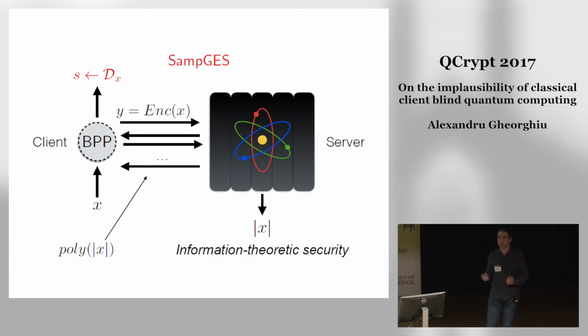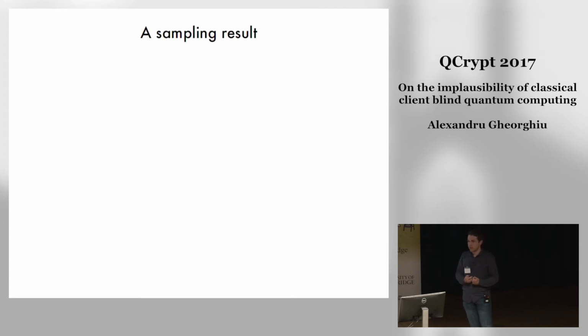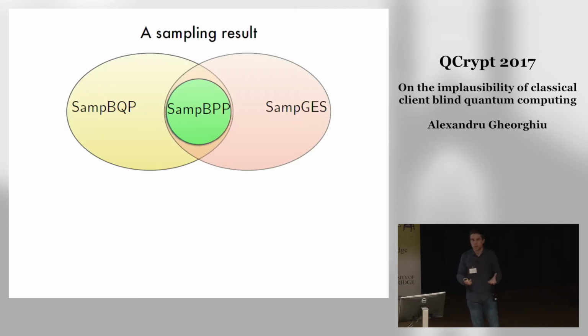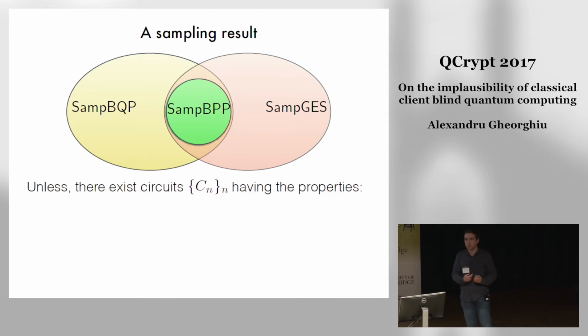So we want polynomial communication and that the server only learns the size of this index x, which is specifying the distribution. So if we have this, then we can show that the family of distributions that can be sampled from efficiently by a quantum computer, which is SAMP BQP, should be different from those distributions that admit such a scheme, which is SAMP GES, unless there exists a family of Boolean circuits, C_n, having the following properties. And you should really brace yourself for this.